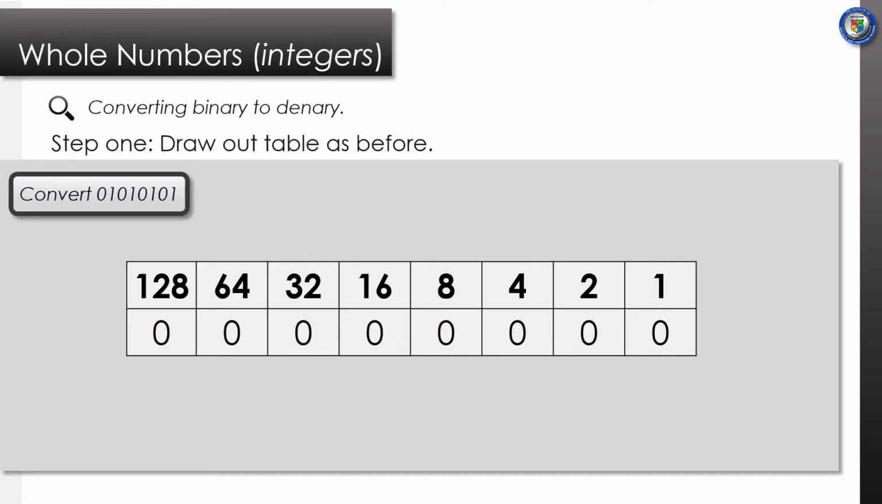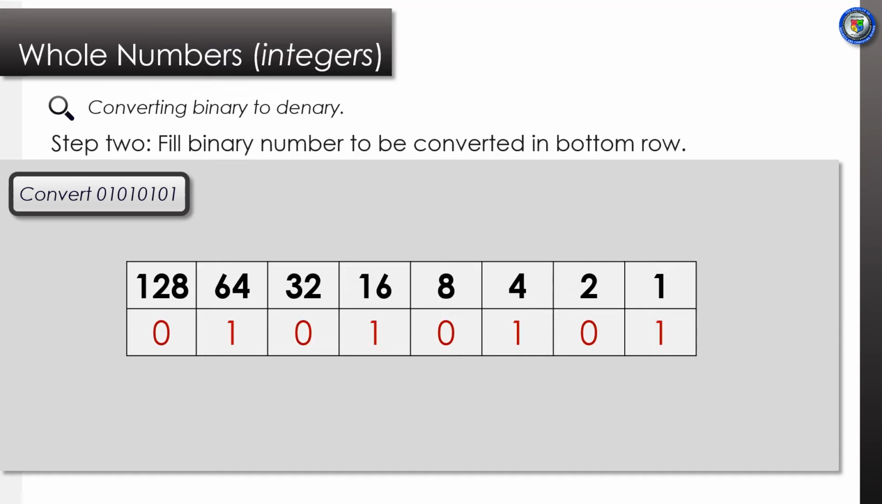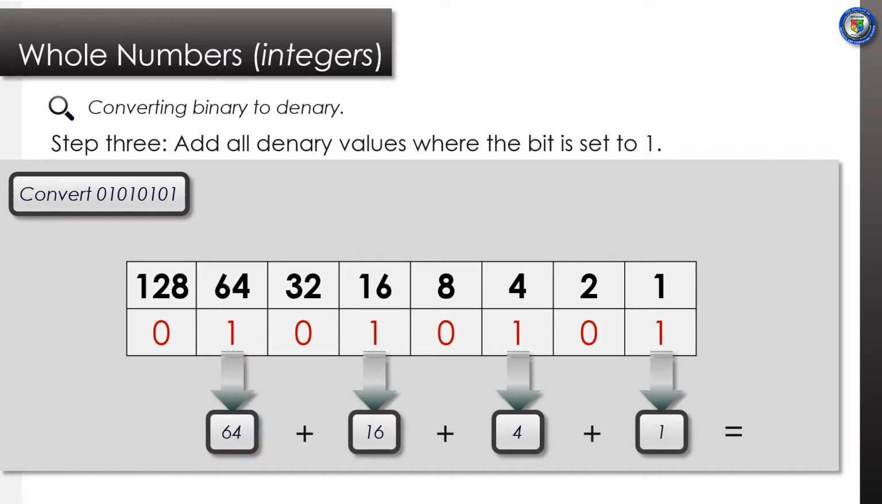Let's move on with our second example. We'll be converting binary numbers to denary this time. Let's convert the number 0101 0101. We'll fill the binary number to be converted in the bottom row. We will then add all the denary values where the bit is set to 1. In this case, we have 64 plus 16 plus 4 plus 1, giving us a total of 85.